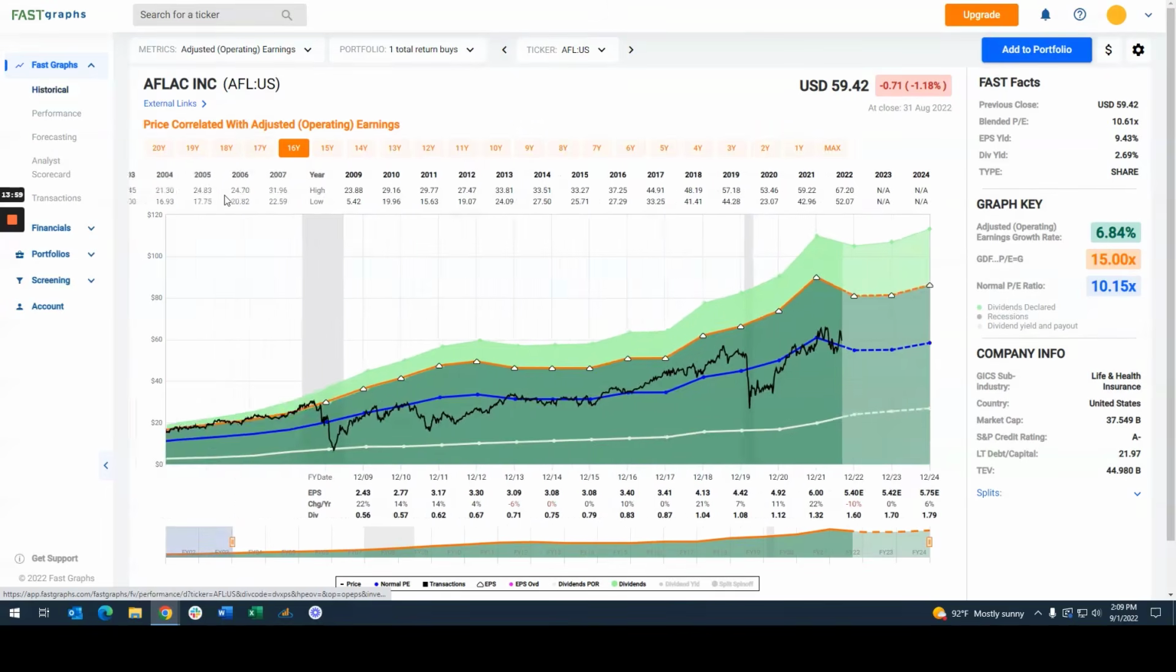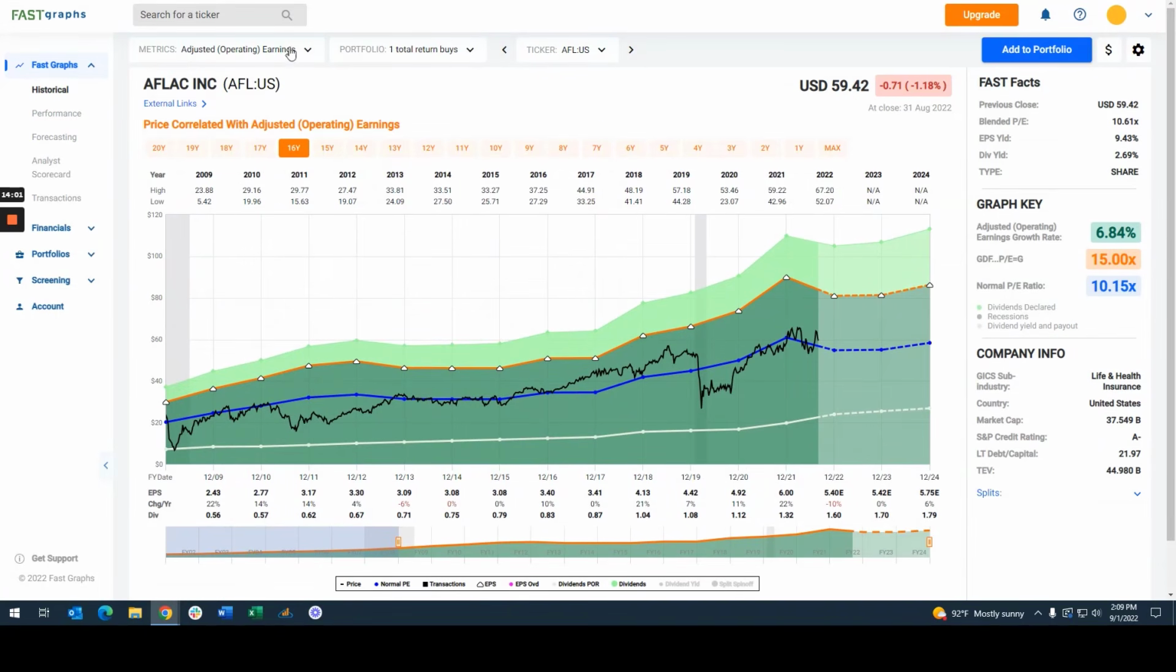So what the normal PE is, it's simply a valuation reference. It allows you to evaluate companies and look at them and be able to determine how the market normally treats this company and whether the current valuation is high or not.